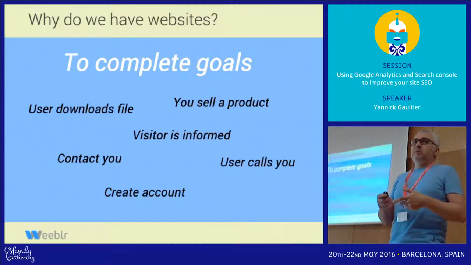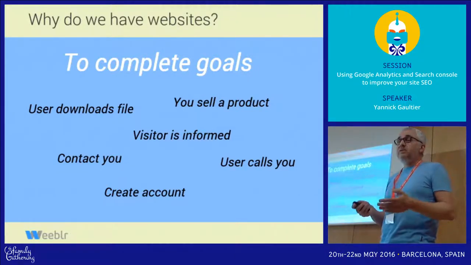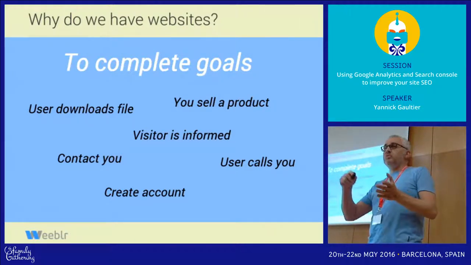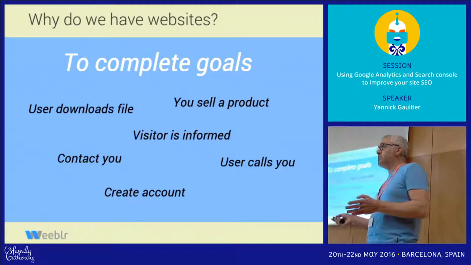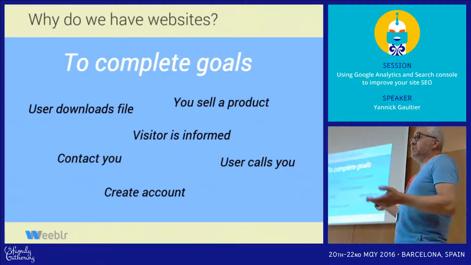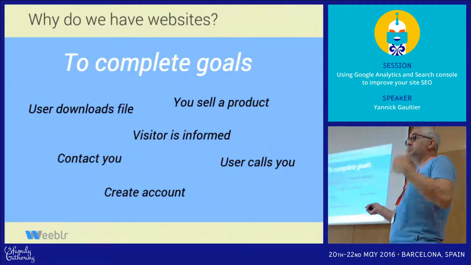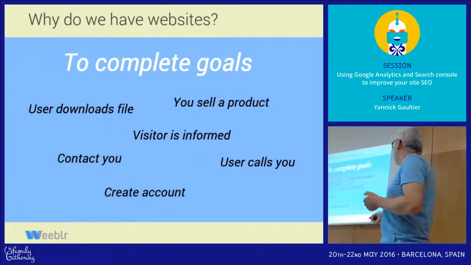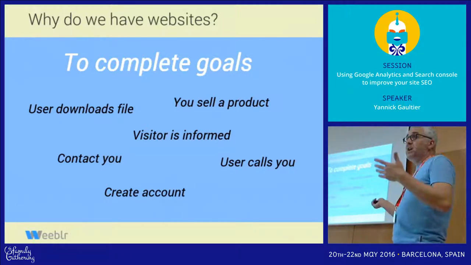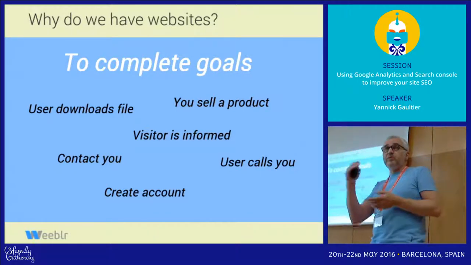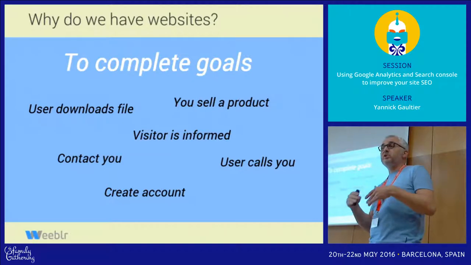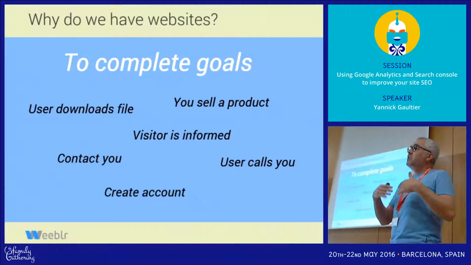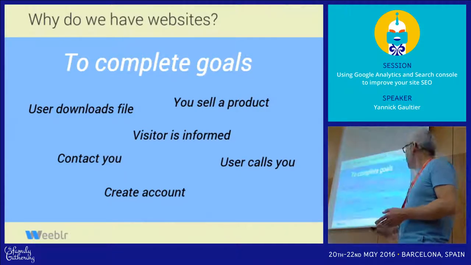Usually, the answer to why you have a website is because you want to complete some goals. The goals are very different from one company or individual to another. You want things like sell products. You want users to download files. You want to send out information to users. You want them to contact you, create accounts. You want them to pick up the phone and call you. So you have many different goals. But normally, if you set up a website, unless you do it for the love of Joomla, you have goals. There's something you want to achieve.